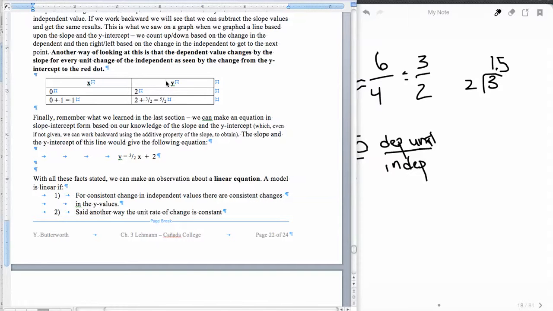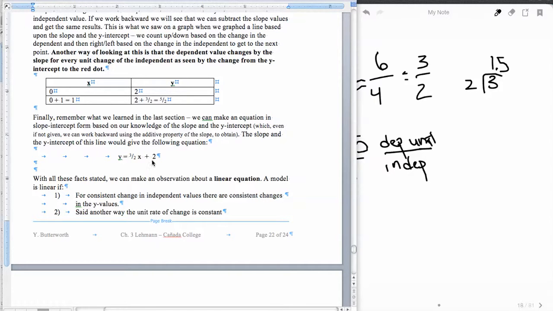Okay, this continues section 3.5. We were just talking about the additive properties with the slopes, and we were seeing that we could add whatever the independent change was to our independent values and the dependent change to our dependent values and get from one point to another. Or we could work backwards in that too.